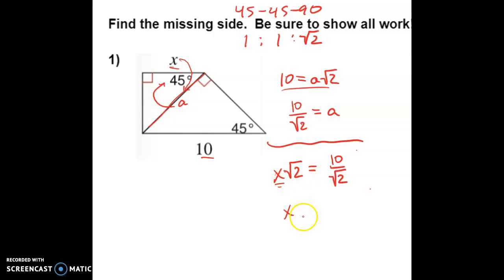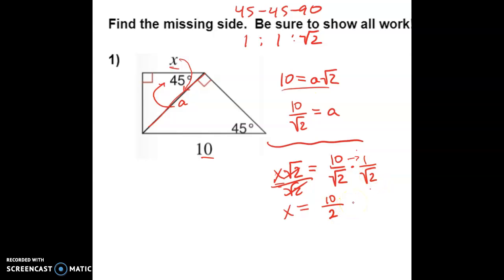That leaves me with X equals, if I divide by root 2 here, that cancels. And I divide by root 2 over here. It's basically the same as multiplying by 1 over root 2. And now I've got to multiply my fraction. So my numerator becomes 10, and my denominator becomes root 2 times root 2, which is simply just 2.